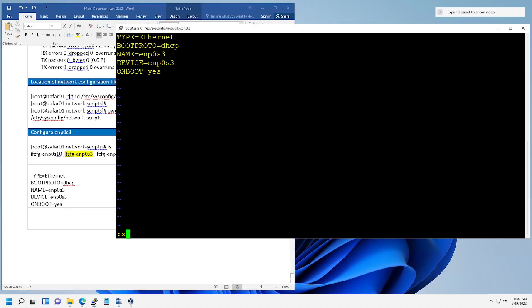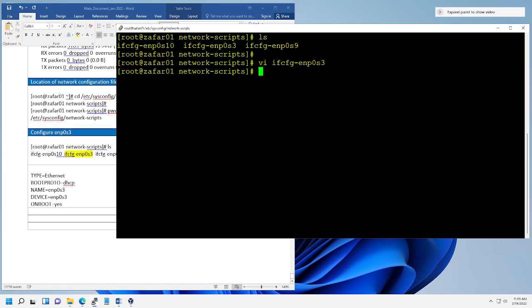Okay, I'm going to save and exit. And let me do the same thing here. Bring this line back here. ifconfig enp0s3.